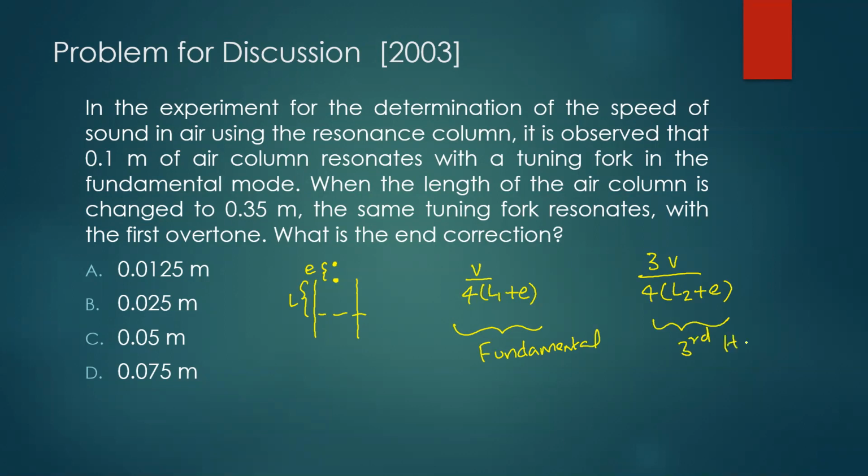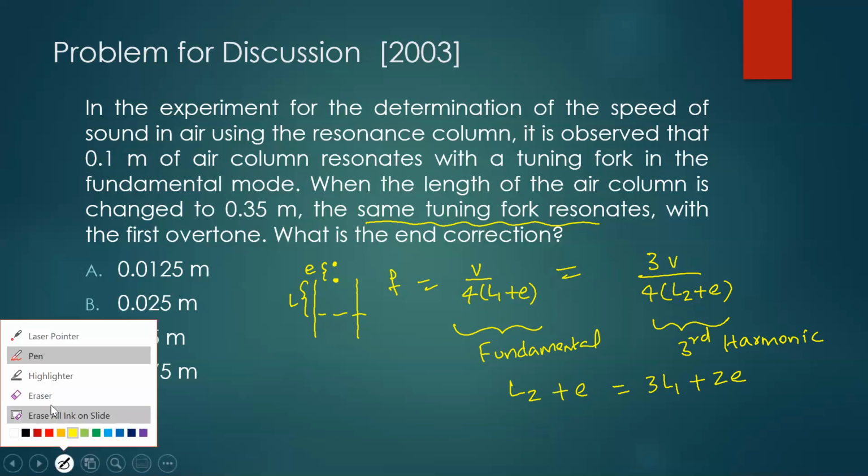Now, in this resonance tube experiment, you're using the same tuning fork to obtain the resonance. So that means these frequency numbers are the same, that of the tuning fork. Now L1 is given, L2 is given. So now all we have to do is, let's say V by 4 is common, so ignore that. So I have L2 plus E is equal to 3L1 plus 2E. Sorry, that's I think 3E, right?